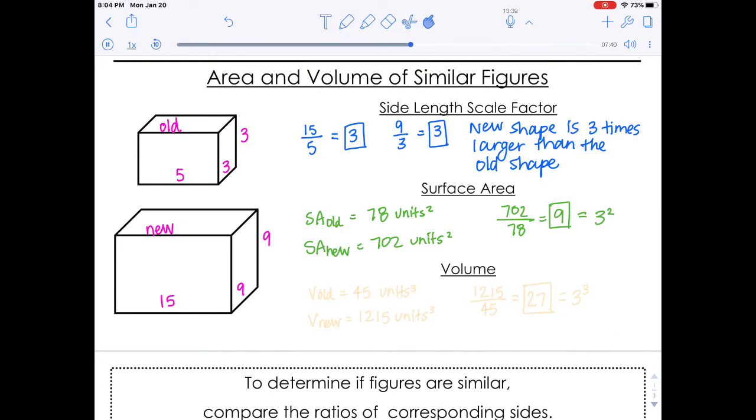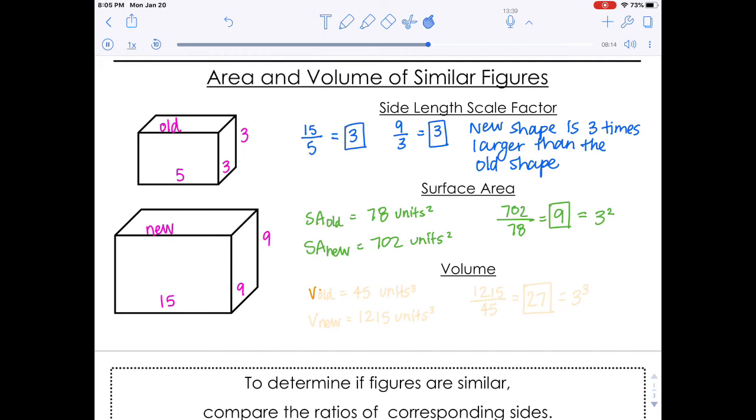So again, we haven't gone over volume of prisms, so I'm just going to go ahead and tell you what they are. And if you do want to know, you literally just multiply your 3 dimensions, since this is a rectangular prism. So the volume of the old would be 5 times 3 times 3, which is 45 units cubed. And the volume for the new would be 15 times 9 times 9, which is 1,215 units cubed.